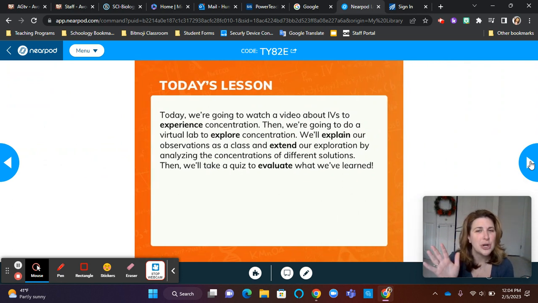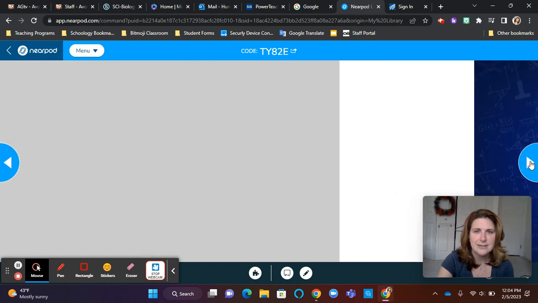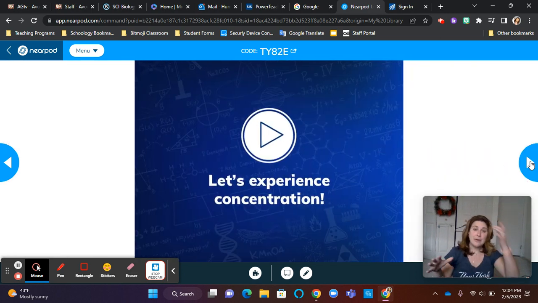So we're going to start with IVs a little bit to see something in real life where concentration matters. We're going to do a virtual activity that I love, one of those pH simulators to explore concentration. And then we're going to look at different solutions. So we're going to experience the idea of concentration, right? What does it mean for something to be concentrated?